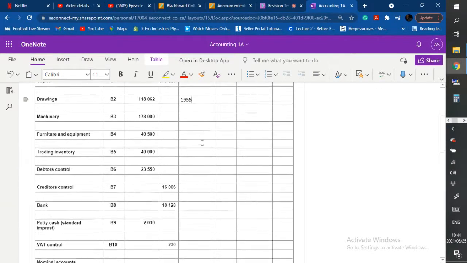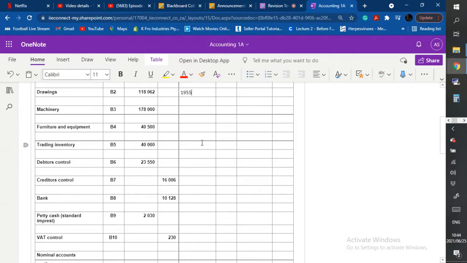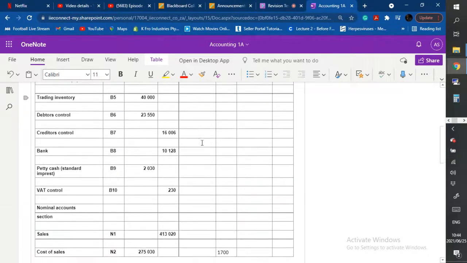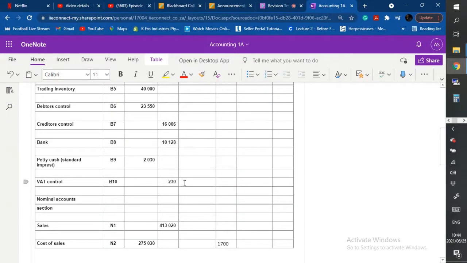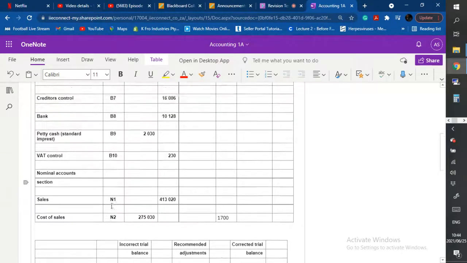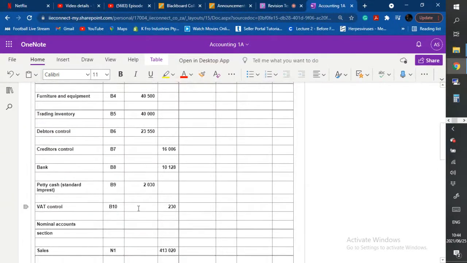Already we know the VAT amount on these goods because 1,955 minus 1,700 gives you 255. So to reverse that input VAT, we need to do an output VAT. Can you see we don't have a VAT output and a VAT input here? So what we do is we use the VAT control. VAT control is basically a summary of your input VAT and your output VAT. So here, a credit of 255. Okay, awesome stuff. Now we're done with this first correction, and we move on to the next one.